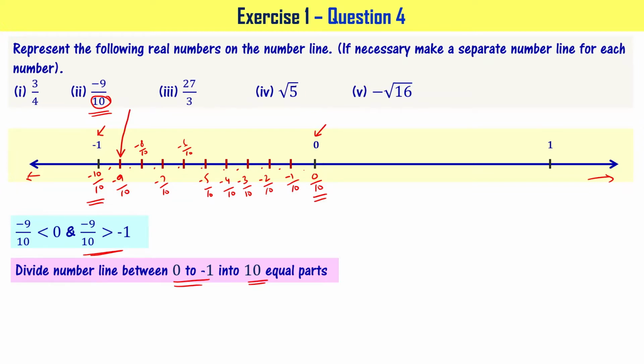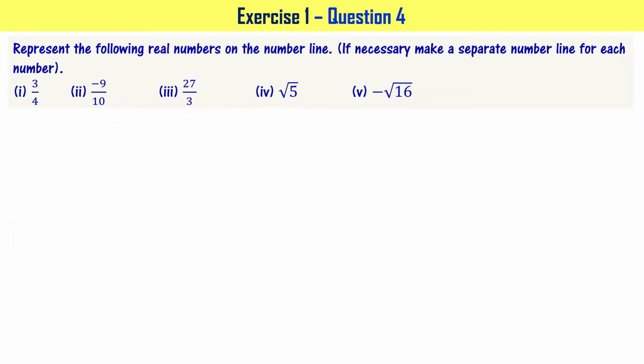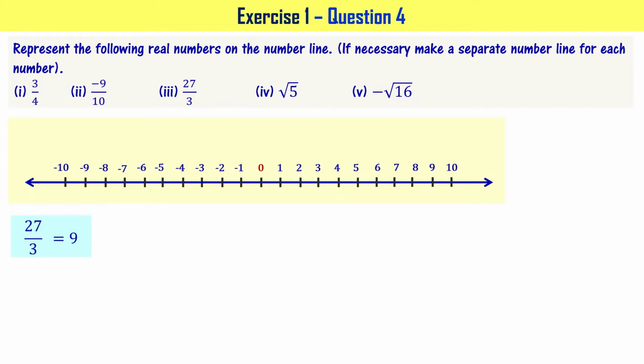Now let's look at the third part of the problem, that is 27/3. We know that 27/3 is 9, right? When I draw the number line, 9 itself can be represented directly on the number line, right? So let me mark this as 27/3. Got it?